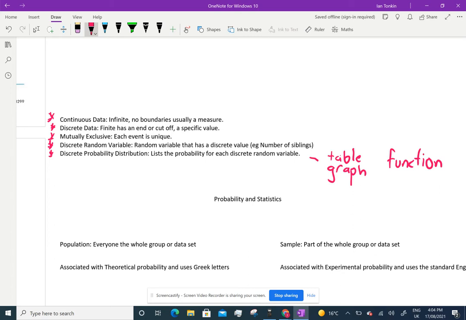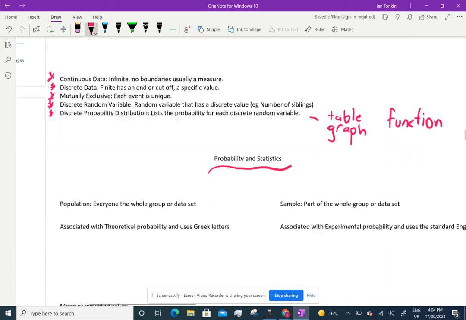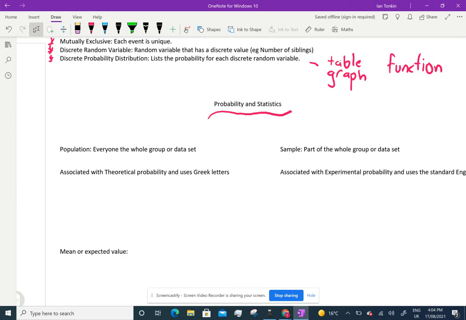Now, I've written some notes here because even though we don't discuss this now, we're going to discuss it later in year 12. So we may as well get some of this information out now. We're going to be talking about population, and we're going to talk about sample. For the work we're doing now, we're going to be using the population, which is everything in a discrete distribution. But later on, we're going to be talking about samples.